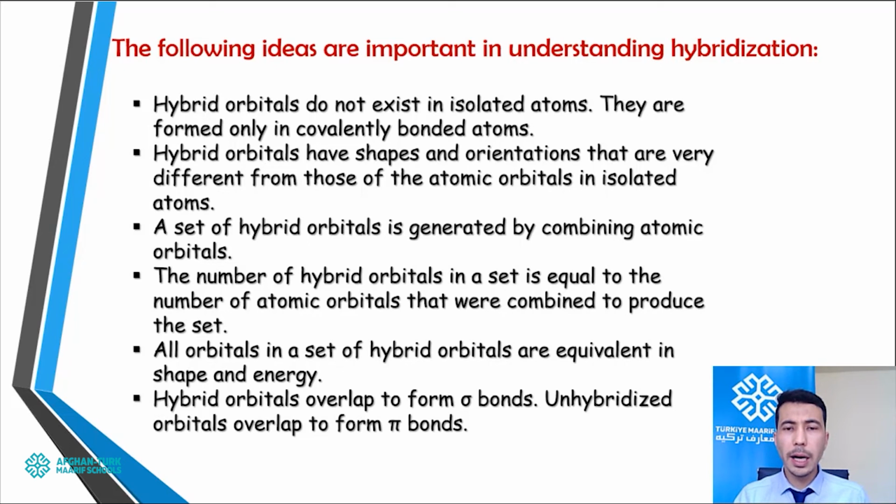The last one is that hybrid orbitals overlap to form sigma bonds. We have studied in sigma and pi bonds that hybrid orbitals always form sigma bonds, but pi bonds are formed by unhybridized orbitals. Okay, students, this was our today's lesson.